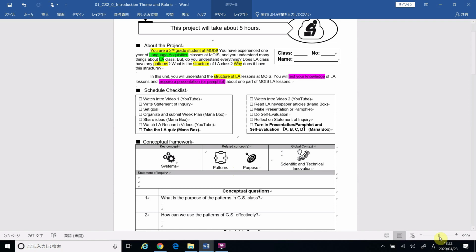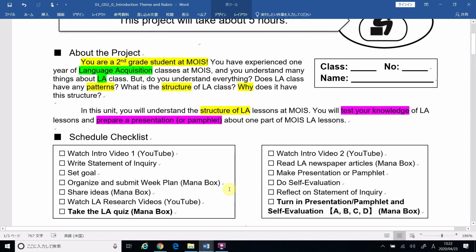Okay, let's get back to here. So, on this checklist, it says watch intro video 1 on YouTube. That's what you're doing now. Good job. After you finish watching this video, you can check the box. Now, let's focus on this part. It says write statement of inquiry. Statement of inquiry is a new part of LA lessons. So, let's check it out.